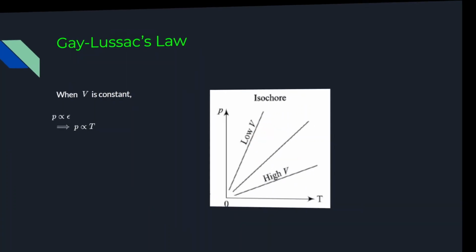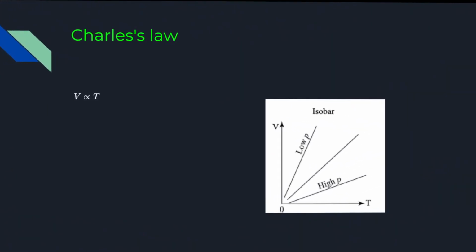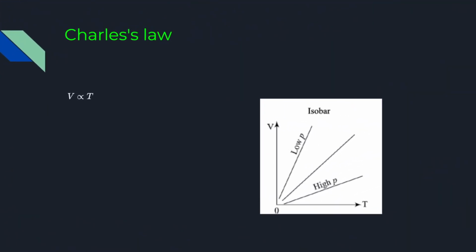The next one is Charles law. That is isobar. For constant pressure, V will be directly proportional to temperature. Now look at this curve. As V gets high, T also gets high. Since PV varies as T, V varies as T by P, so a higher amount of pressure is the reason for a lower amount of volume, and a lower amount of pressure is the result of a higher amount of volume.